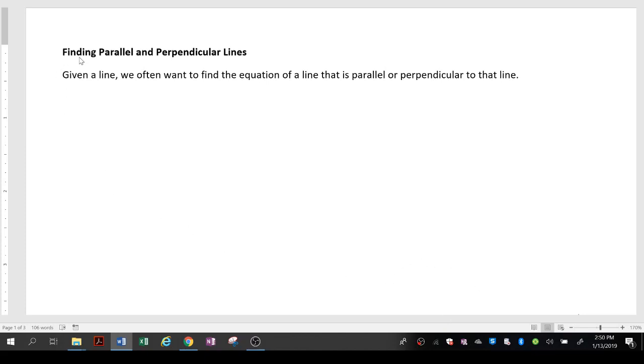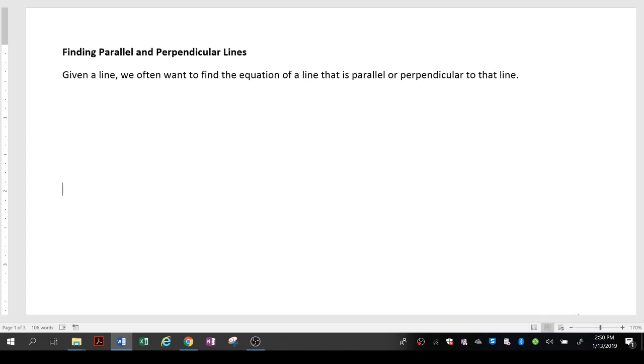In this lesson, we are going to look at finding parallel and perpendicular lines, as we often want to find the equation of a line that is parallel to a given line or the equation of a line that is perpendicular to a given line. So let's just do a quick reminder here.